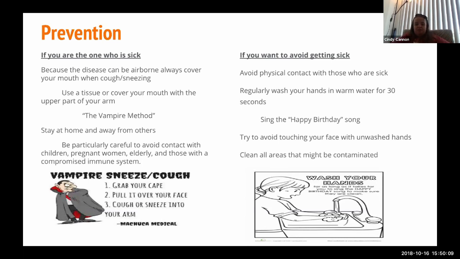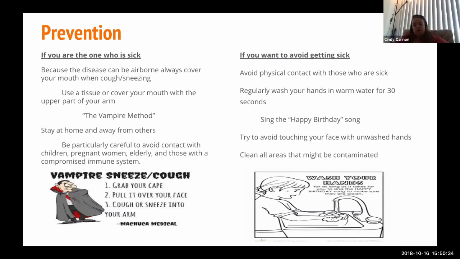For people who are not sick but want to prevent getting sick, try to avoid as much physical contact with those who are sick as you can. You want to regularly wash your hands with warm water for about 30 seconds. The typical thing that they teach kids now is to sing the happy birthday song. And one important thing is to make sure, when you do wash your hands, that it's with warm water.